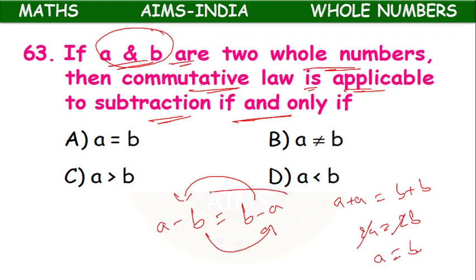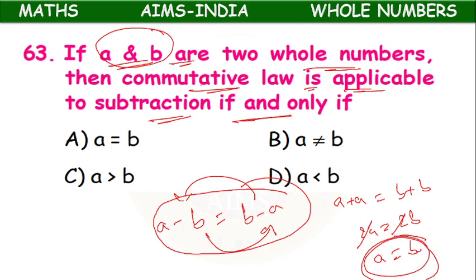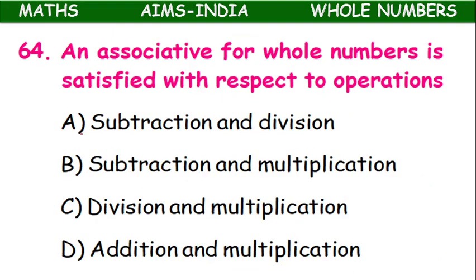This commutative law is applicable only under one condition: if and only if A equals B. Then only the commutative law under subtraction is applicable. So option A is the correct answer. Next.